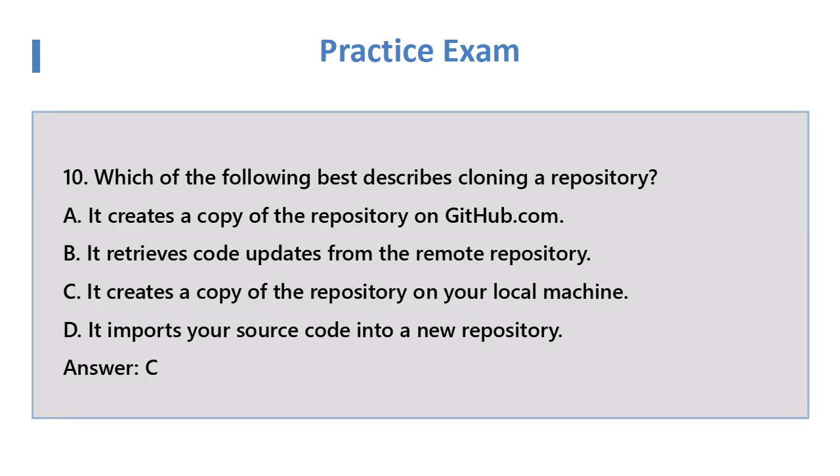10. Which of the following best describes cloning a repository? A. It creates a copy of the repository on github.com. B. It retrieves code updates from the remote repository. C. It creates a copy of the repository on your local machine. D. It imports your source code into a new repository. Answer: C.